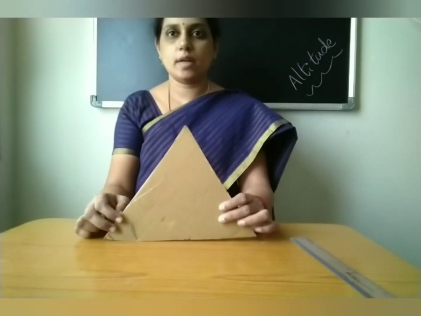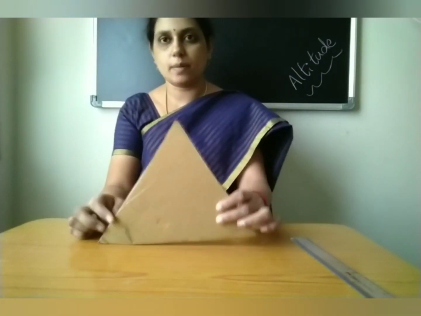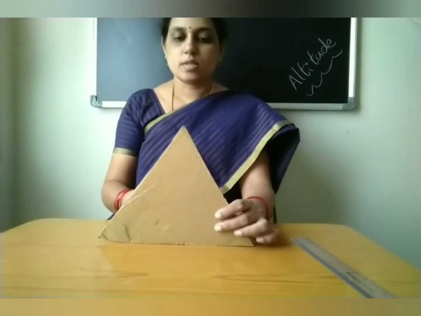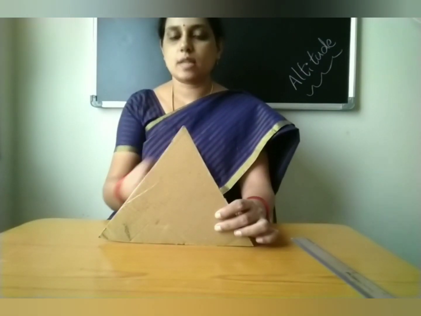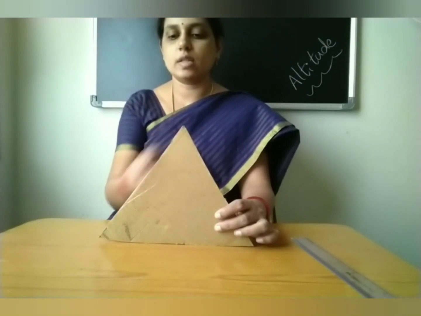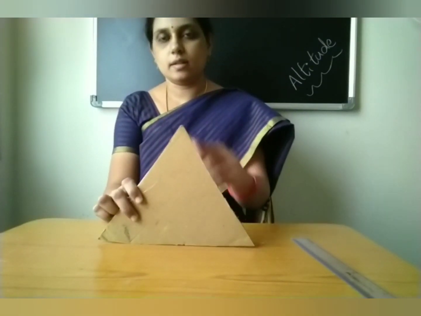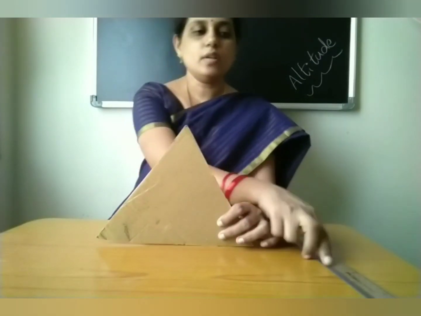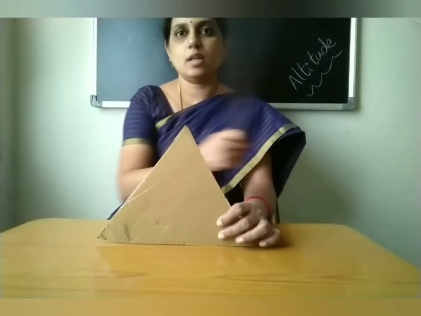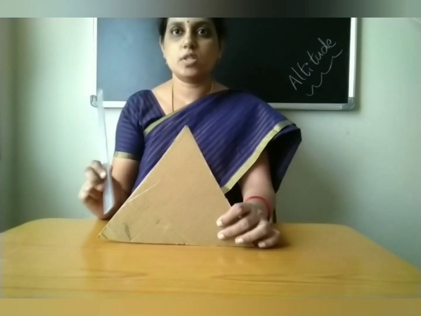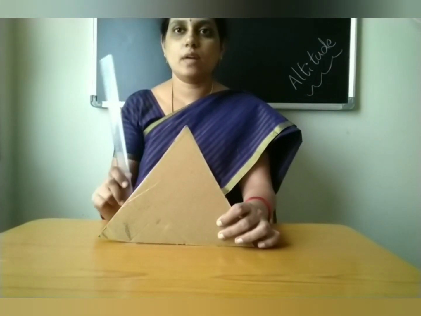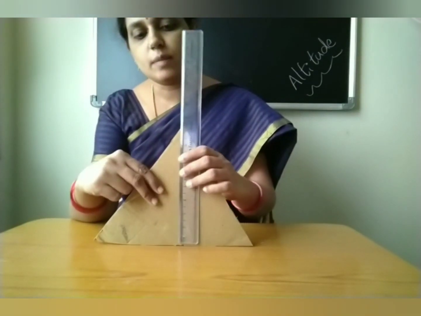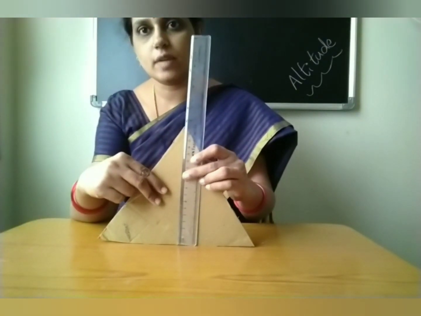Now if you have to find the height of this triangle, if it is kept on the table like this, how to find the height we will see. The height is not at all the side, this side or this side. So then what is the height? Whenever you have to find the height of anything, how will you keep the scale or measuring tape? We have to keep it at a perpendicular angle, that means at a 90 degrees angle.